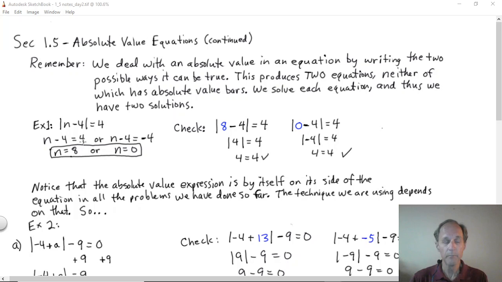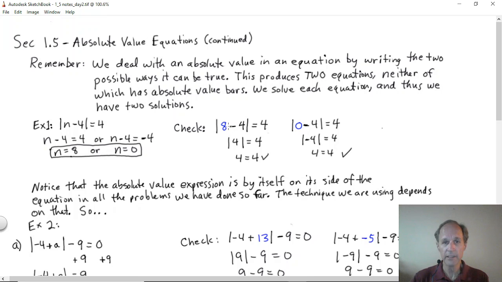And so we solve for n. And for the first one, add 4 to both sides, n equals 8. The second one, when we add 4 to both sides, we get n equals 0. So here we see we can check those answers.